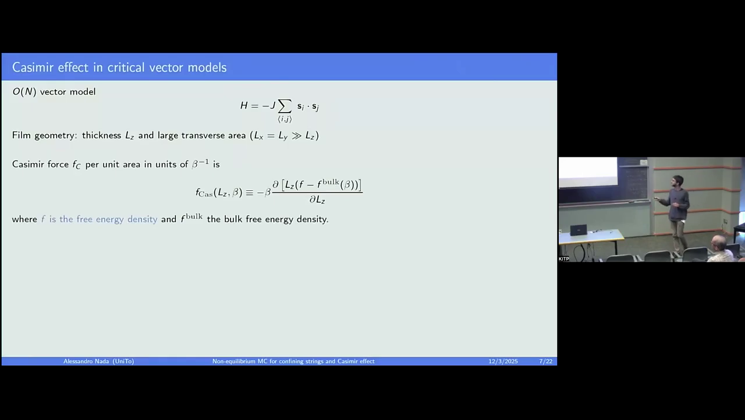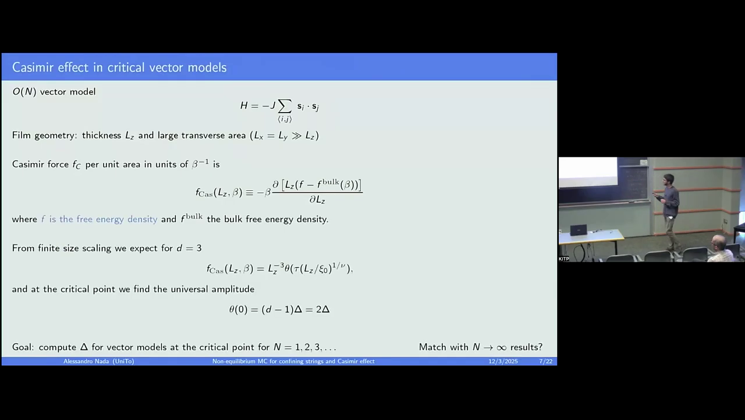This is a definition of the Casimir force that we can give. It's essentially the derivative of a free energy. This is F here, it's a free energy density, actually the derivative of Lz times the free energy density. Well, you also have removed this F bulk, which is the bulk free energy density. We know from finite-size scaling that this is the expected behavior of the Casimir force. And if you actually go to the critical point, which is where we want to go, you can find the rather famous universal amplitude.